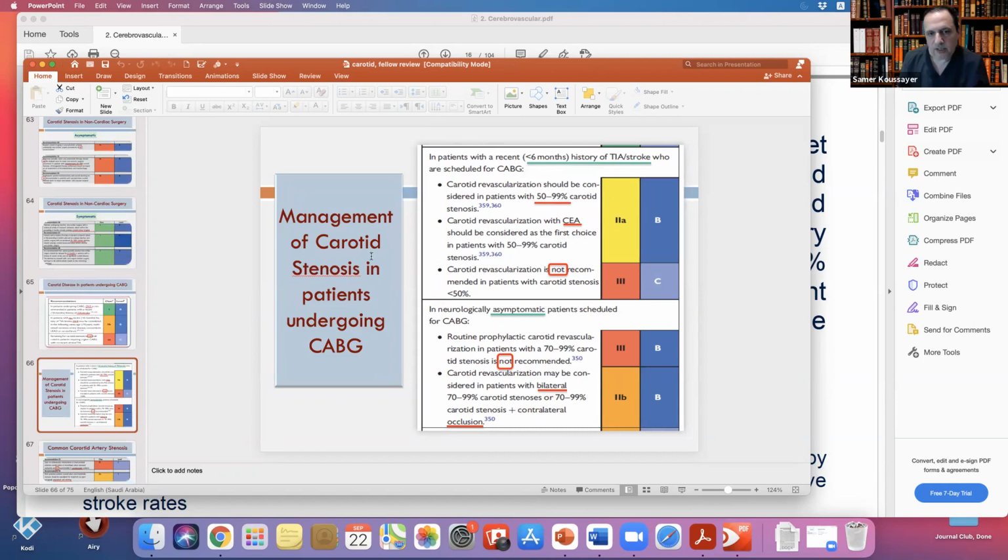In neurological asymptomatic carotid, this is before CABG. This is the measure of carotid stenosis in patients undergoing CABG. If asymptomatic, routine prophylactic carotid endarterectomy in patients with 70-90% stenosis is not recommended. See, I agree 100%. The only time you have to do it is if he has bilateral 70-90% stenosis, or 70-90% on one side and contralateral occlusion. So according to this, it is what I said. I agree totally, he does not need it.